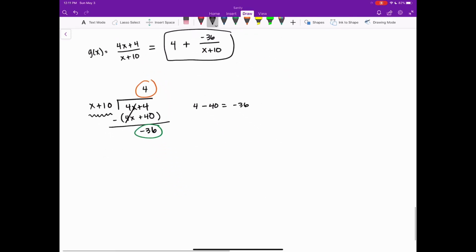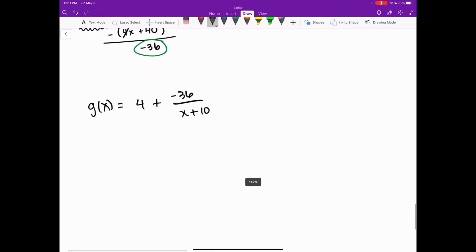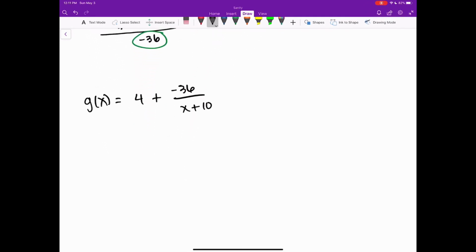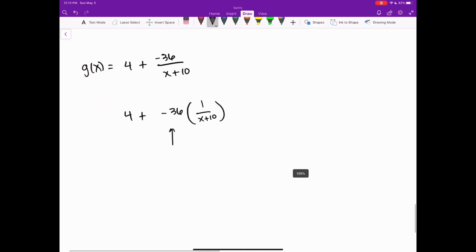Again, I'm going to just bring this down. So this is really g of x equals 4 plus negative 36 divided by x plus 10. If you wanted to, you could factor out that negative 36 and just write it as 4 plus negative 36 times 1 over x plus 10. Again, that negative 36 is just doing a vertical stretch. And since there's technically a negative in there, it's really going to be doing a reflection across the x-axis. But it's not going to be changing our horizontal asymptotes or the vertical asymptotes. Oh my goodness, that was the other one. See, we're just going to keep rolling.